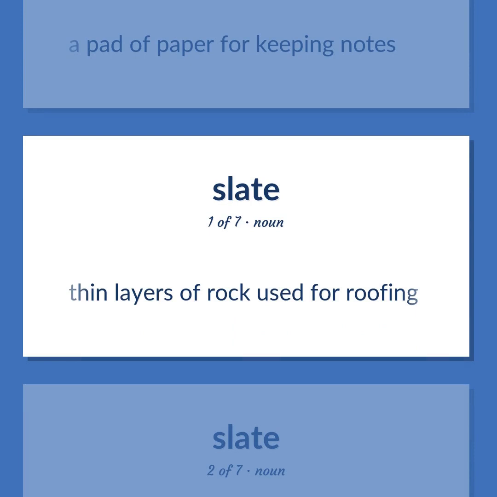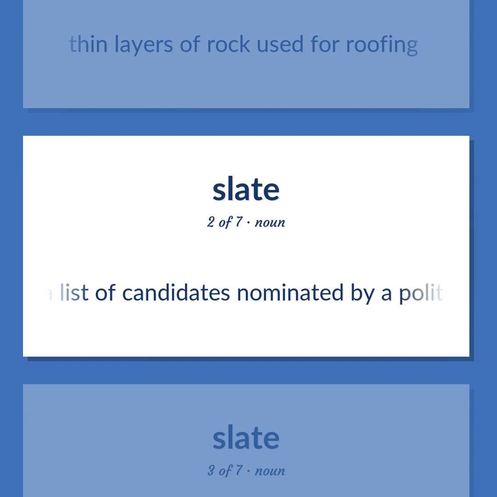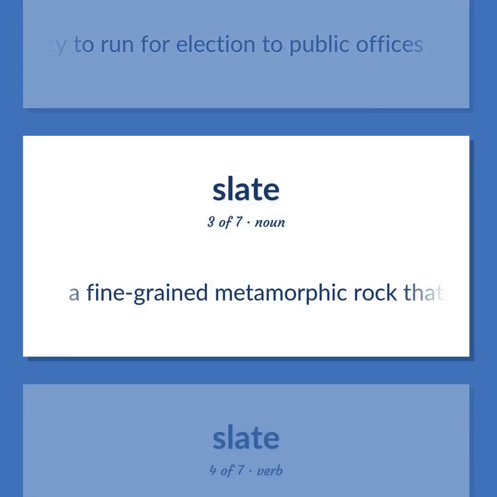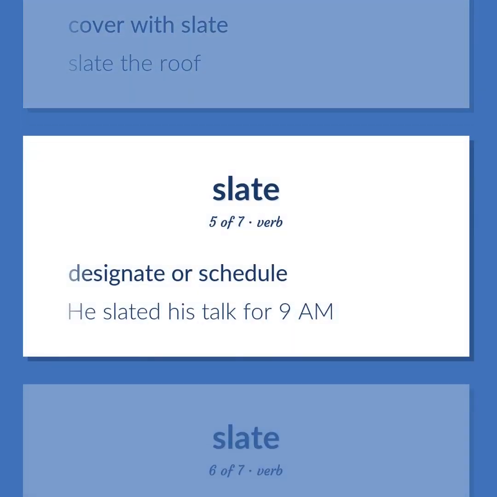Thin layers of rock used for roofing. A list of candidates nominated by a political party to run for election to public offices. A fine-grained metamorphic rock that can be split into thin layers. Cover with slate. Slate the roof. Designate or schedule. He slated his talk for 9 a.m.